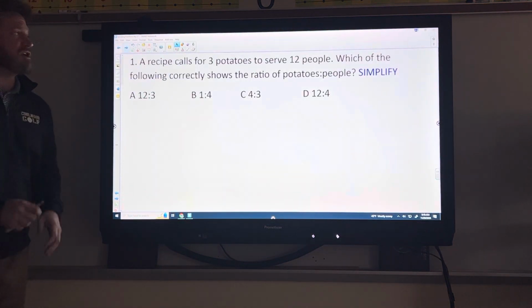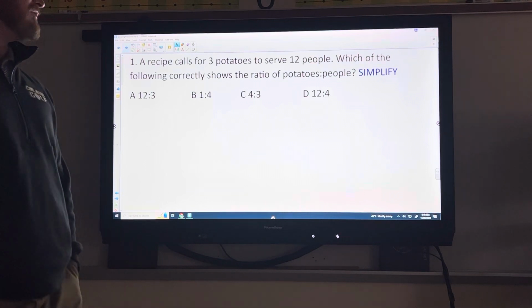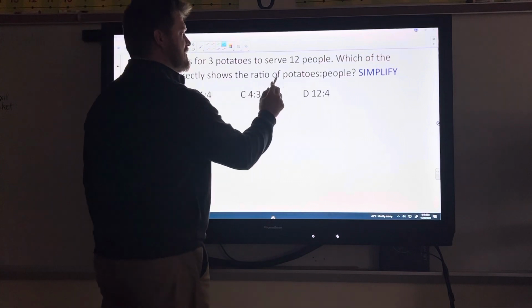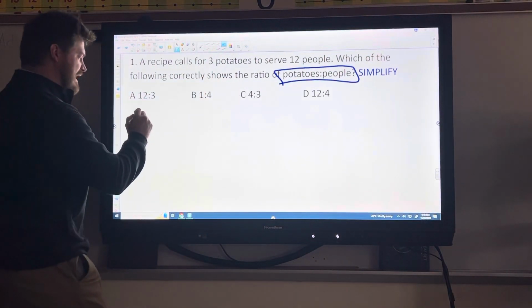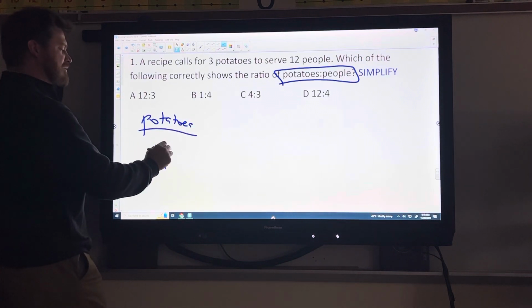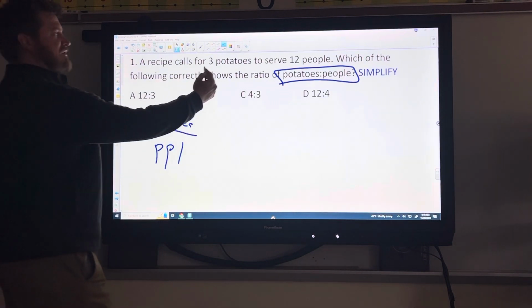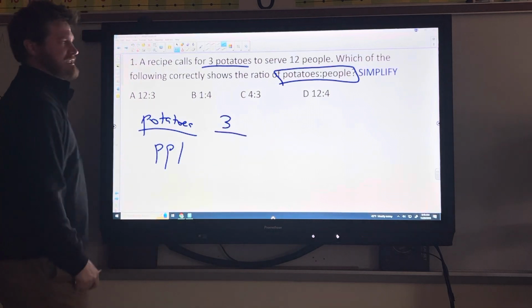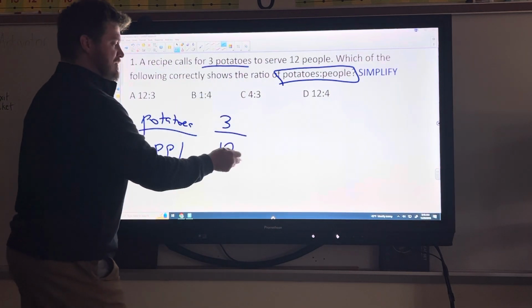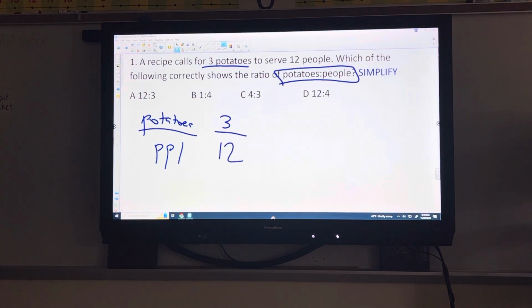Number 1, a recipe calls for 3 potatoes to serve 12 people. Which of the following correctly shows the ratio of potatoes to people? That is so important. The order matters. When I make my ticket, I'm writing potatoes over the number of people. Well, how many potatoes are in the problem? We have 3. So I know my numerator's got to be smaller than my denominator when I simplify it, because the people number is 12, and 3 over 12 without a calculator.